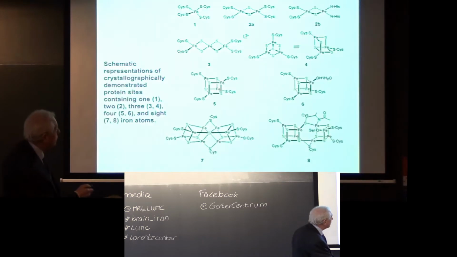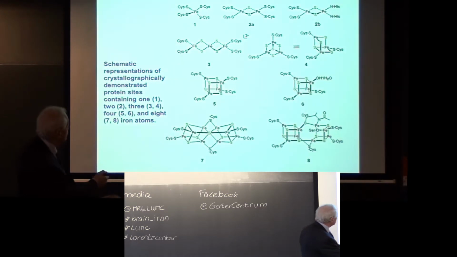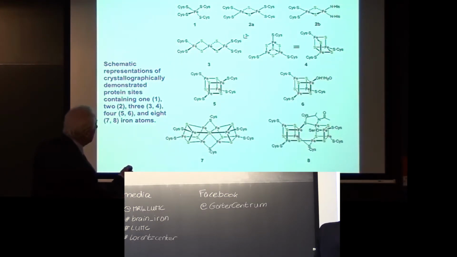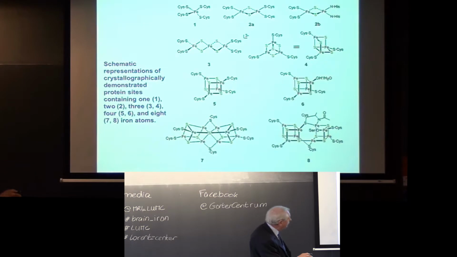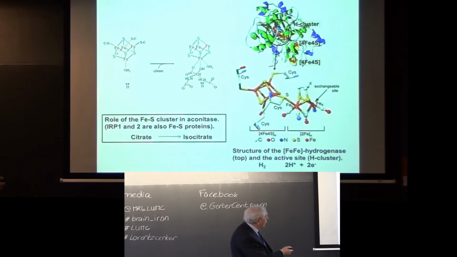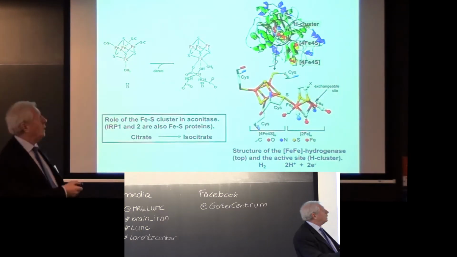And now we're going to come to iron-sulfur clusters. But just one last mention. Here are iron-sulfur clusters. You've got iron-sulfur clusters with 1 iron, with 2 irons, 3 irons, 4 irons, to 8 irons if you like. Iron-sulfur clusters are not just used for doing electron transfer.